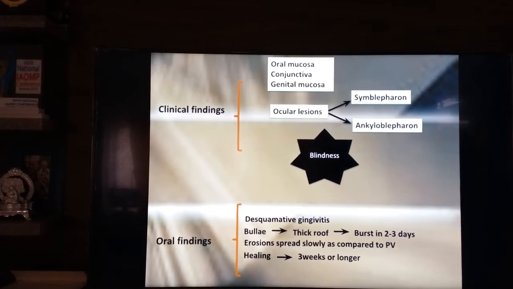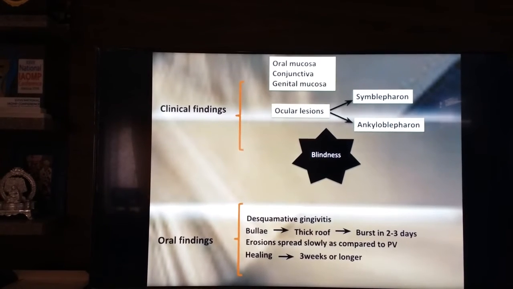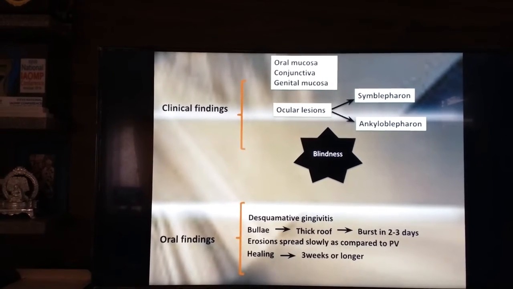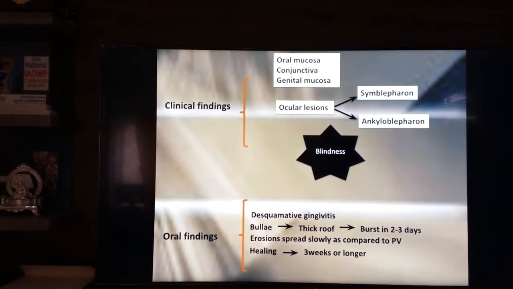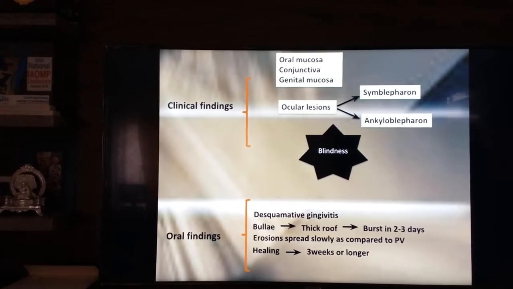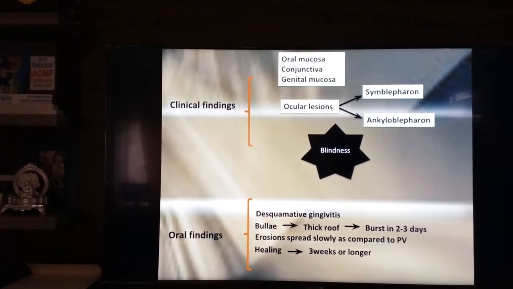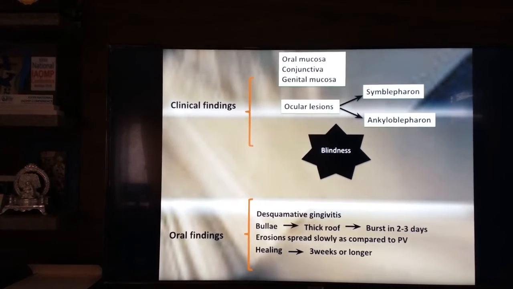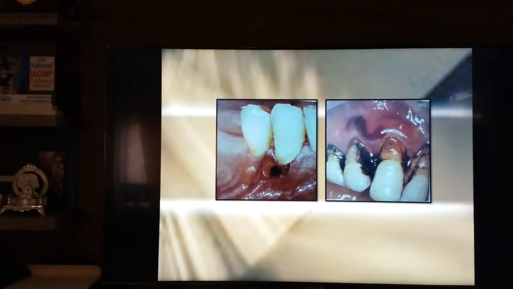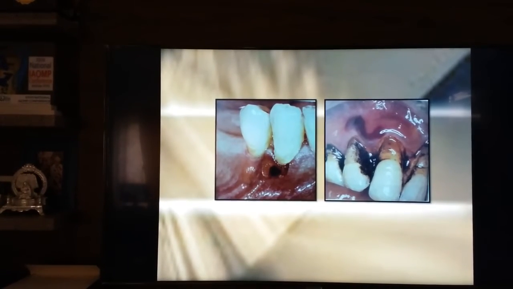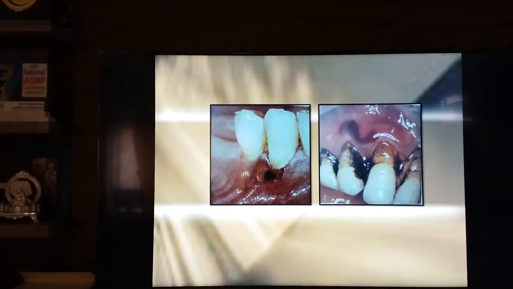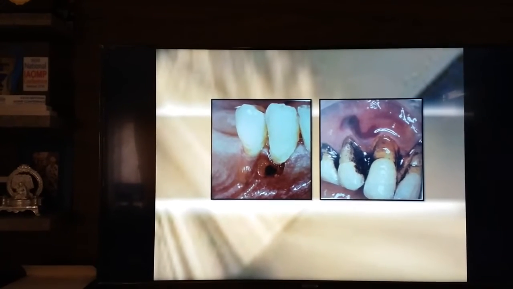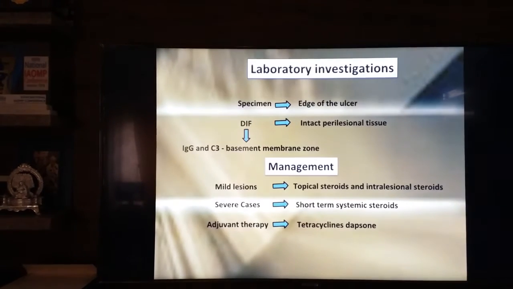There is a thickness of this bulla because it is leading to ulceration also after bursting in 2 to 3 days' time. However, the healing is much better compared to that of pemphigus vulgaris, and you will find that it can heal between 3 weeks to 4 weeks. Now, here is a situation in the oral cavity where the pemphigoid can occur in the form of bullous mucous membrane pemphigoid. Okay, you can see the lesions that are occurring in the premolar and canine areas.